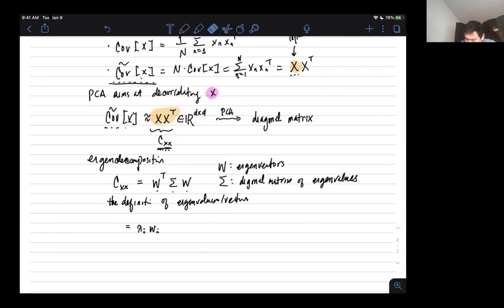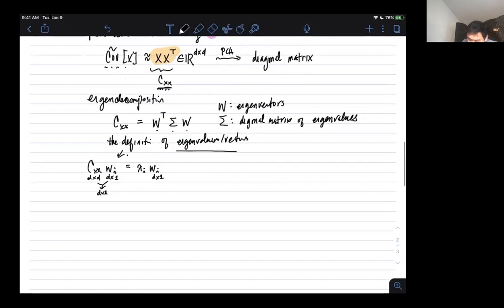All this transpose business is always a bit confusing, but Wi is going to be d by 1, and then CXX is d by d, resulting in d by 1, and the right side is d by 1, so this is fine. So we have CXX times Wi, the ith eigenvector, equal to lambda i, the ith eigenvalue, times the eigenvector itself. This is how the eigenvalues and eigenvectors are defined. What it means is that we get the eigenvalues and eigenvectors by solving this so-called characteristic equation.